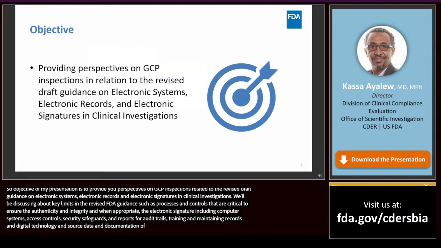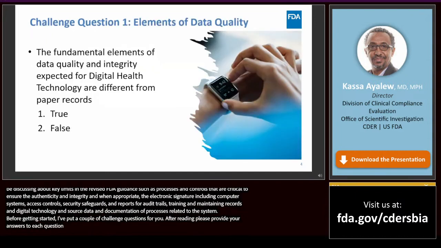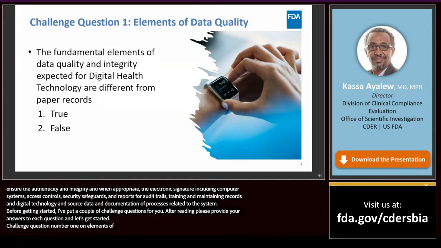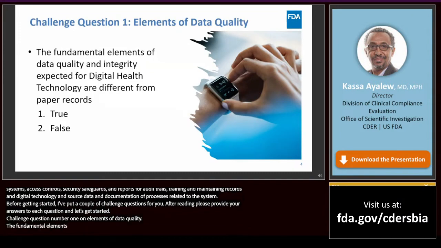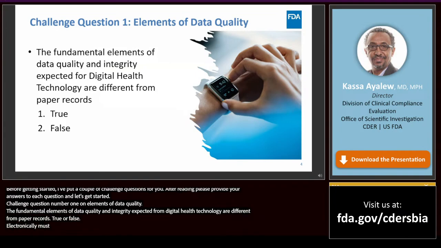To help us get started, I have put a couple of challenge questions for you. After reading, please provide your answers to each question, and let's get started. Challenge question number 1 on elements of data quality. The fundamental elements of data quality and integrity expected from digital health technology are different from paper records. True or false? Electronic records, including from digital health technology, must meet the same fundamental elements of data quality and integrity expected of paper records. Therefore, the answer is false.